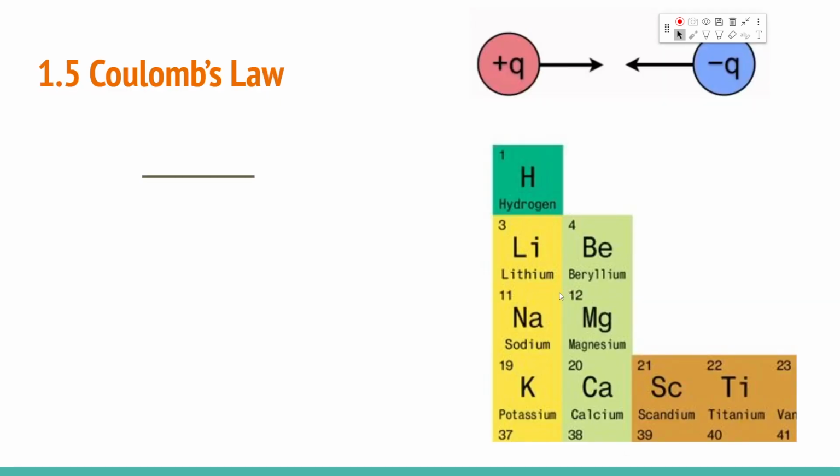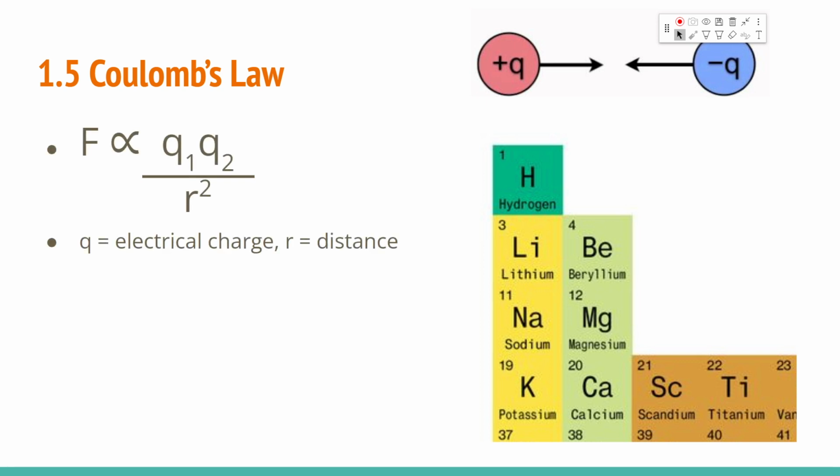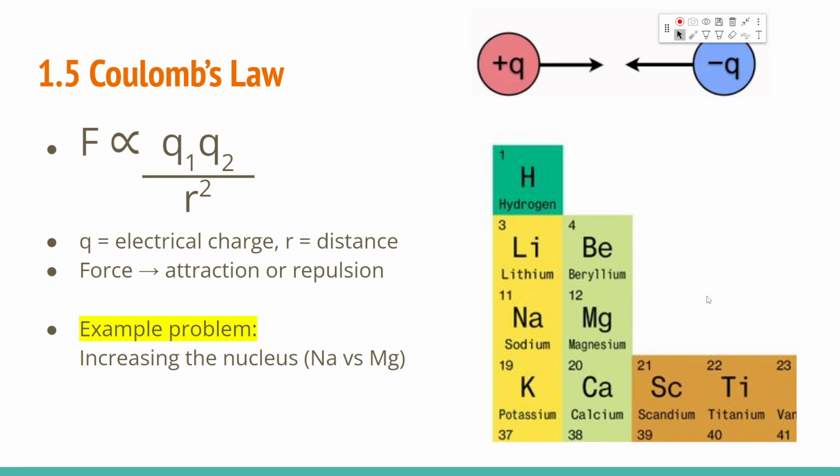Okay, so let's talk about how this works in terms of a problem, because again, it's kind of confusing until you think about what I said earlier. So let's think of an example. If I think of sodium, which is here, and then magnesium, which is here, I think about the increasing nucleus. Remember that sodium's atomic number is 11, so it has 11 protons. For magnesium, it's going to be 12 protons.